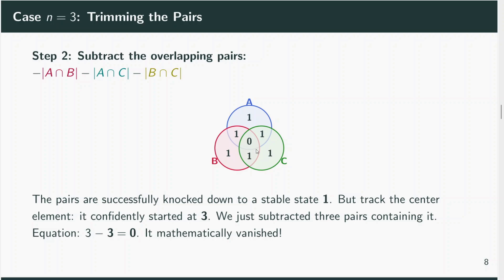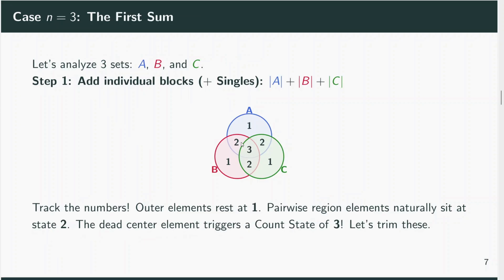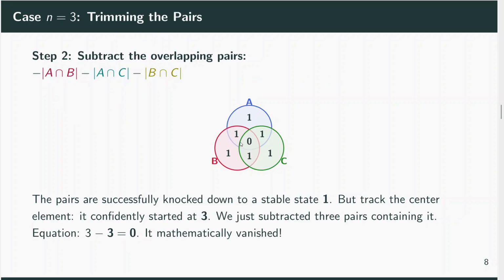Now look at the region where A and B overlap, but C does not reach. That element was at count state 2. When we subtract the size of A intersect B, this element lives inside A intersect B, so it gets subtracted once. 2 minus 1 equals 1. Its count state is now 1.